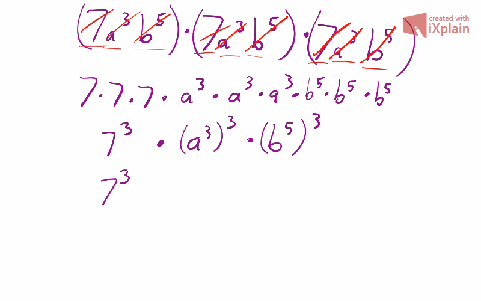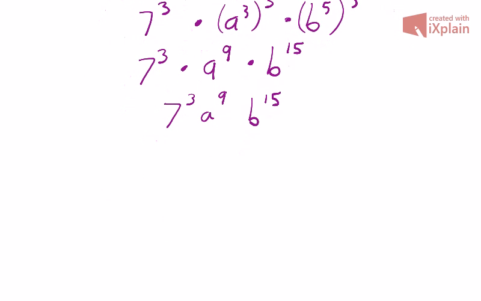That's okay. 7 cubed times a to the 3rd to the 3rd. We're going to multiply those. 3 times 3 is 9. Gives us a to the 9th. 5 times 3 is 15. It's going to give us b to the 15. So we end up with 7 cubed a to the 9th, b to the 15th.